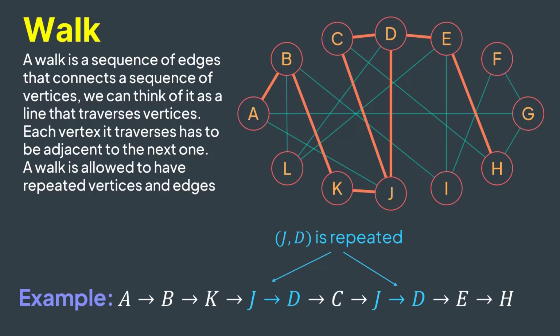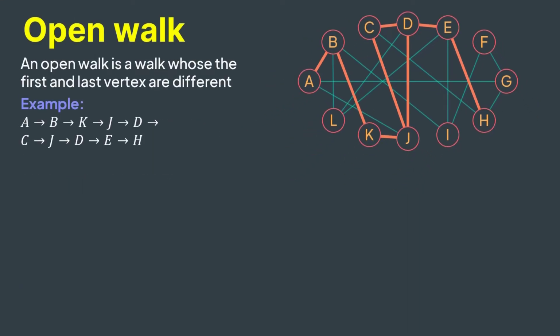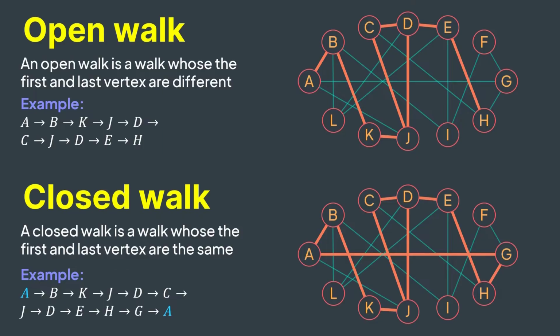And we have two types of walks, open walks and closed walks. An open walk is a walk where the first vertex and the last vertex are different, like this one. And a closed walk is a walk where the first vertex is equal to the last vertex, like this one. Basically, it's a walk that goes back to where it started.